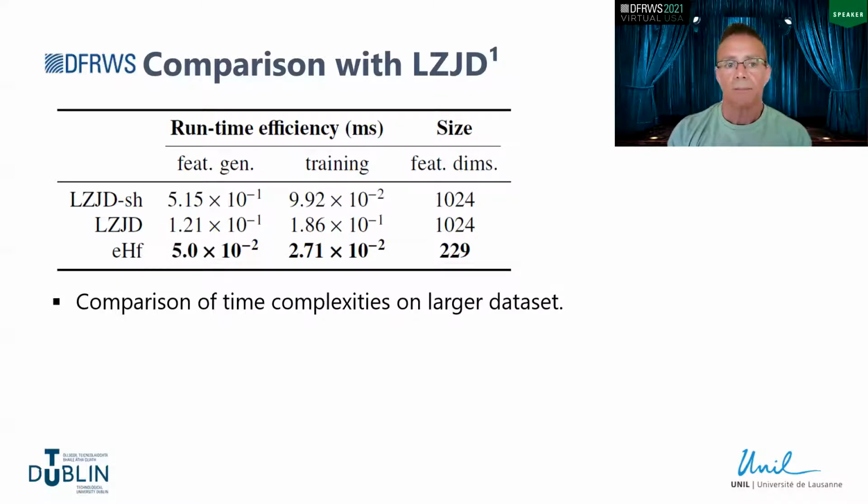In terms of training time, EHF was roughly 3 times faster than the LZJD Schwell algorithm, and probably around 7 times faster than the LZJD. A lot of that is obviously down to the feature dimension size as well, because the feature dimension size for both LZJD variants is 1024, as opposed to EHF, which had a feature dimension size of 229.